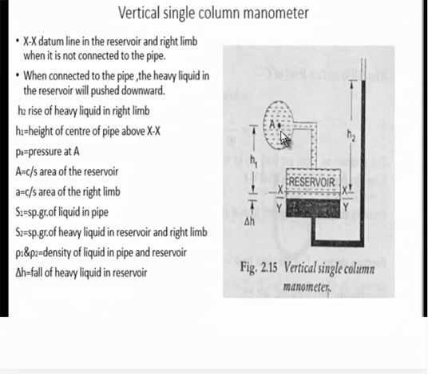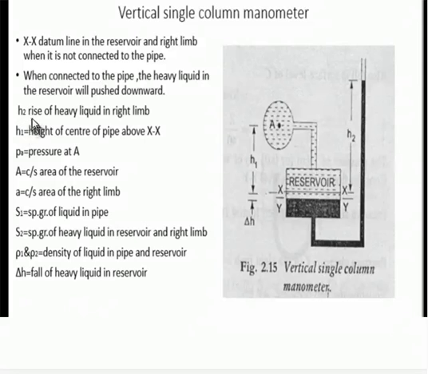This is the pipe, and we need to find out the pressure at point A. When the column is not connected to the pipe, the fluid is up to the datum XX. When connected to the pipe, the heavy liquid in the reservoir is pushed down. When this end is connected to point A, this fluid pushes down here, and YY becomes the new datum line.